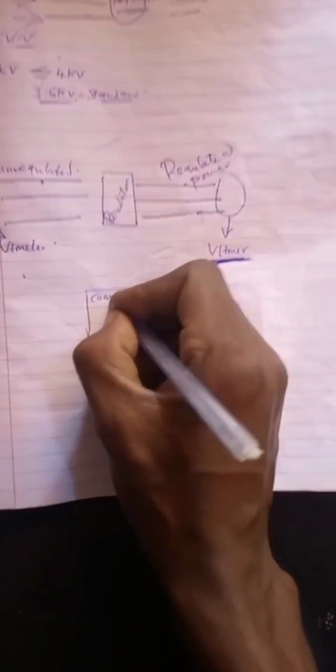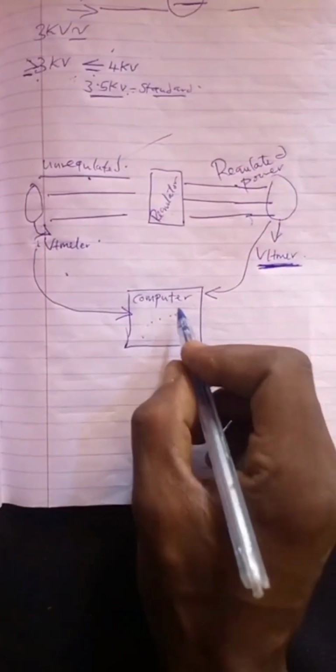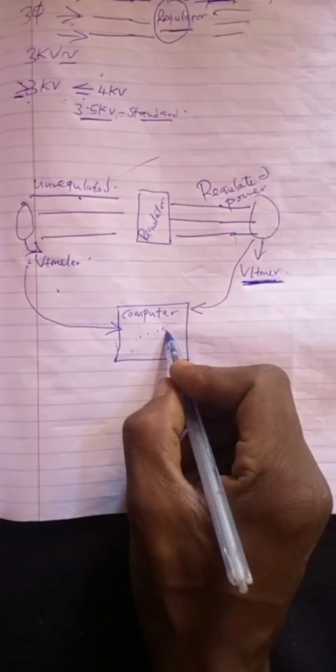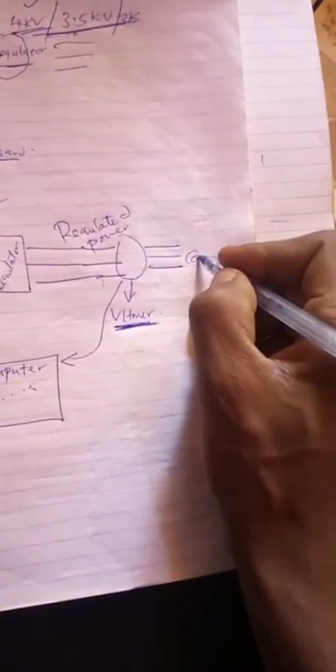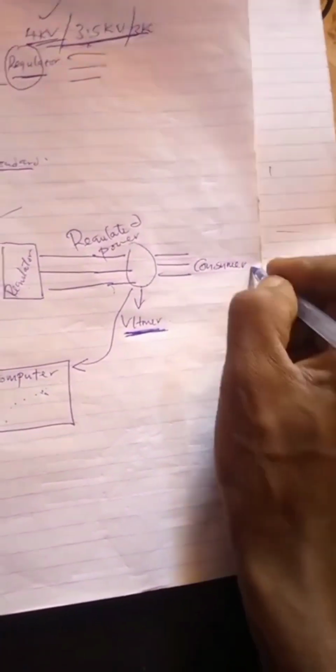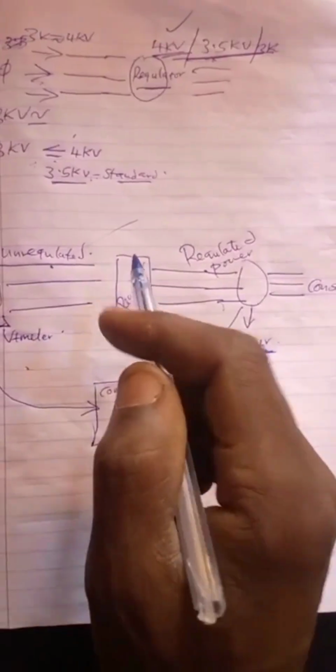So if we have a screen here, a computer, we can take this reading and bring it to this computer. So we can monitor our voltage from this point, now before releasing it to the consumer. So that is voltage regulation.